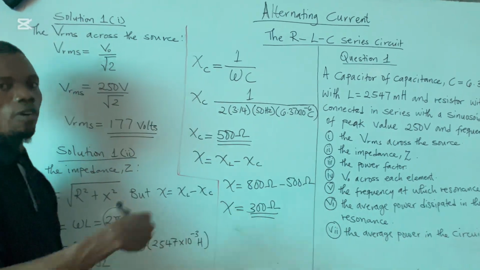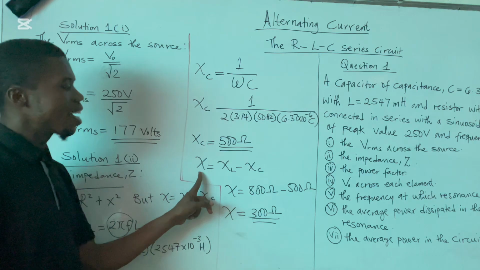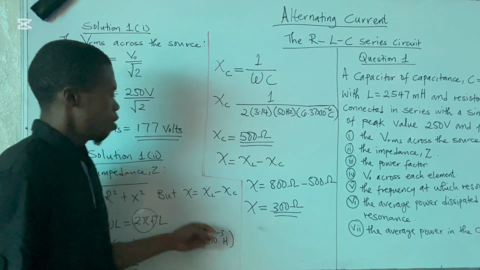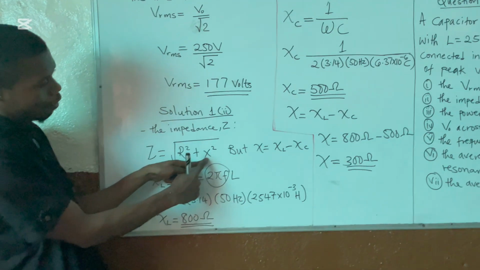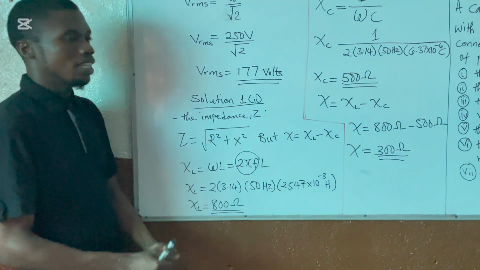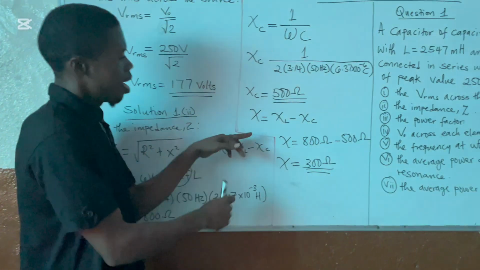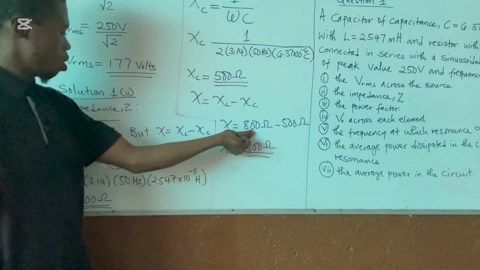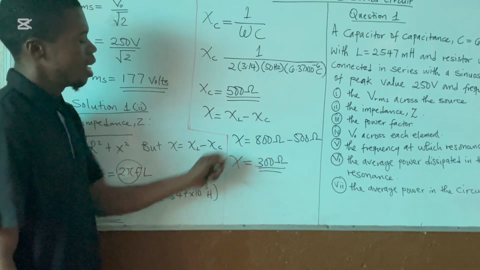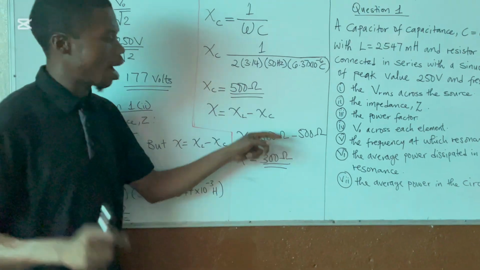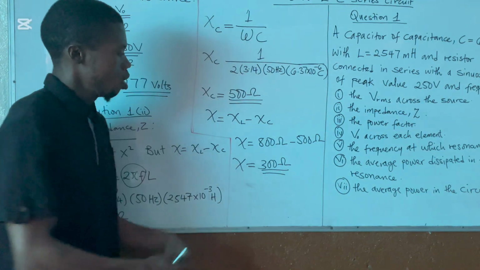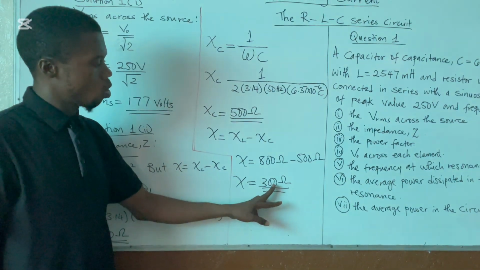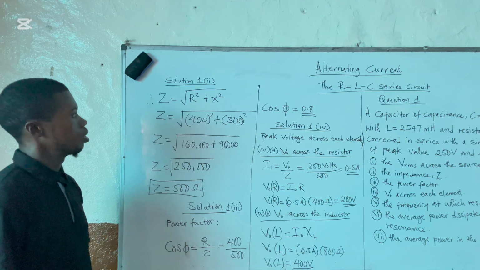Now we go back to our formula. X equals XL minus XC. We have to find the difference so that we can find the impedance. XL is 800 ohms, and XC, the capacitive reactance, is 500 ohms. When we find the difference between the two, we get X equal to 300 ohms.